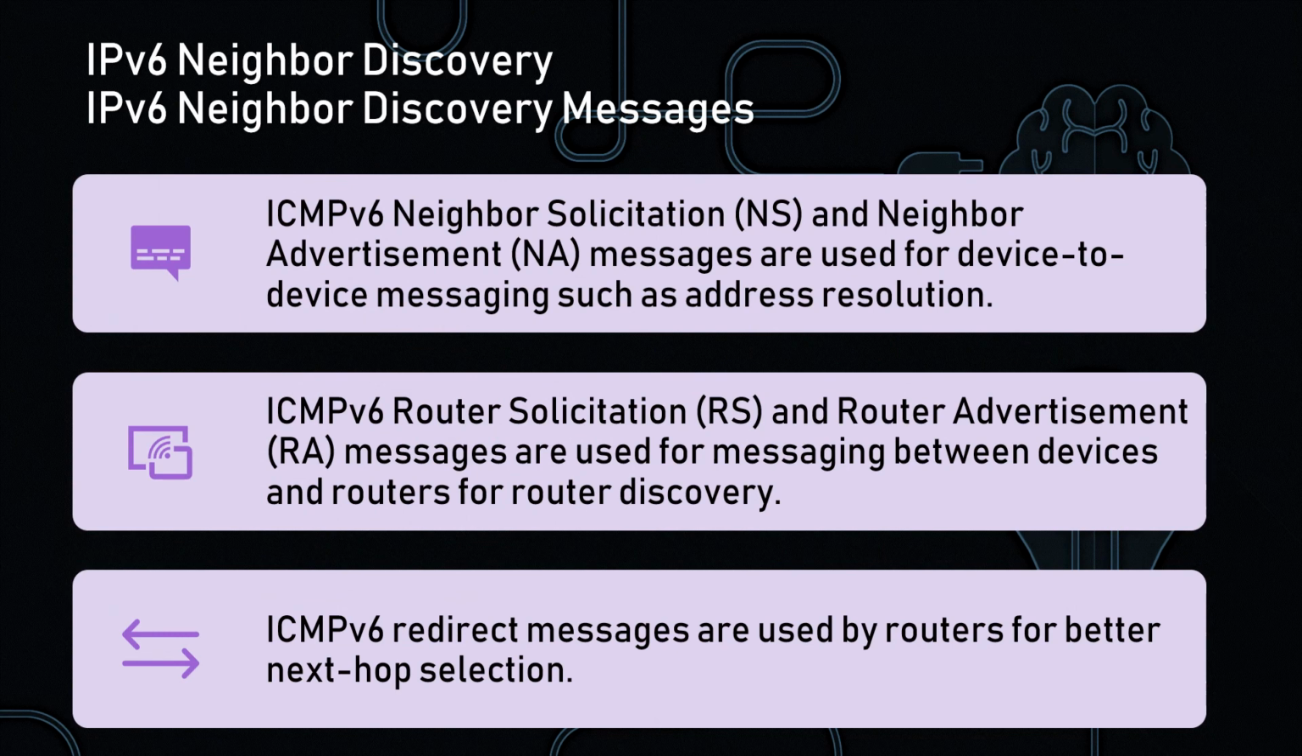The neighbor discovery process actually gives us a couple of different message types to carry out the items we were just discussing. Neighbor solicitation and neighbor advertisement, also called NS or NA messages, are used for device-to-device messaging for address resolution. We also have router solicitation and router advertisement messages that are used for messaging between devices and routers for router discovery. So now we've got hosts and routers. And then we have what are called redirect messages, which are used by routers for better next hop selection.